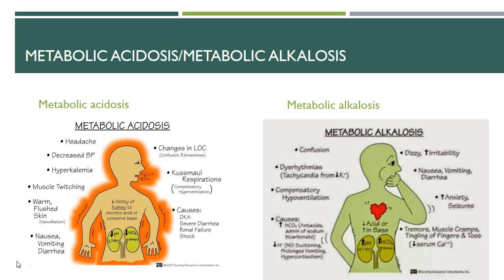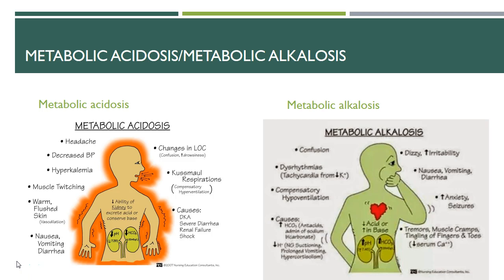Then we have metabolic alkalosis. And with metabolic alkalosis, the mentation is kind of sped up. So they're dizzy, they're irritable, they're anxious, and they can also be confused. They could have dysrhythmias from the fact that the potassium is low. They, again, could have nausea, vomiting, diarrhea.